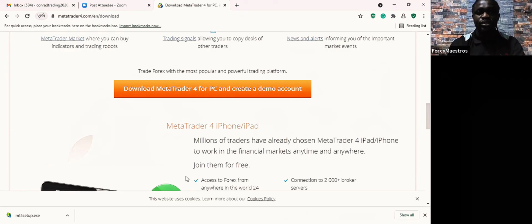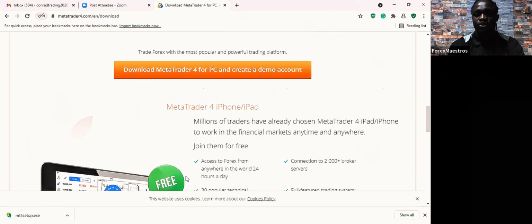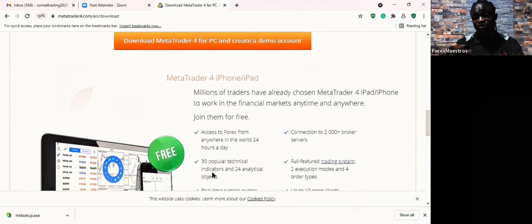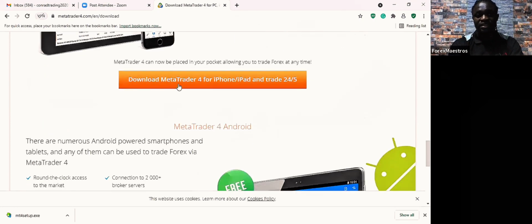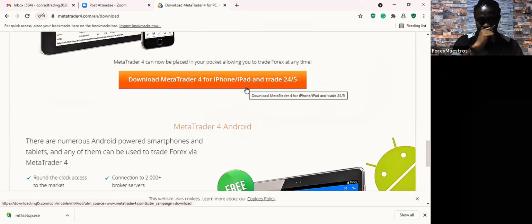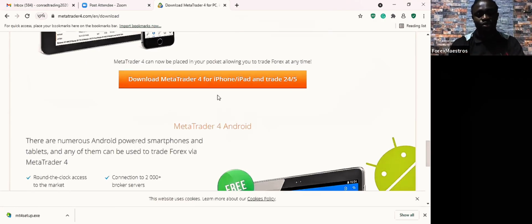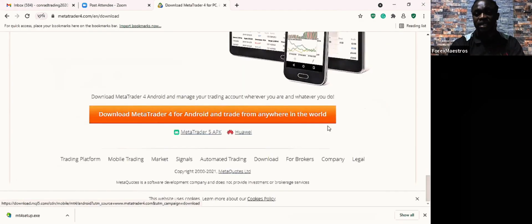But now, if you're using your phone, if you're not using your laptop, go to your Play Store. If it is iPhone, go to your App Store, and then you will see download MetaTrader 4. Look at it here. You see download MetaTrader 4 for iPhone and iPad. So you have it for your iPhone, and for your iPad. Just go to your App Store and download from there. For MetaTrader for Android, to trade from anywhere, go to your Play Store and download the app.